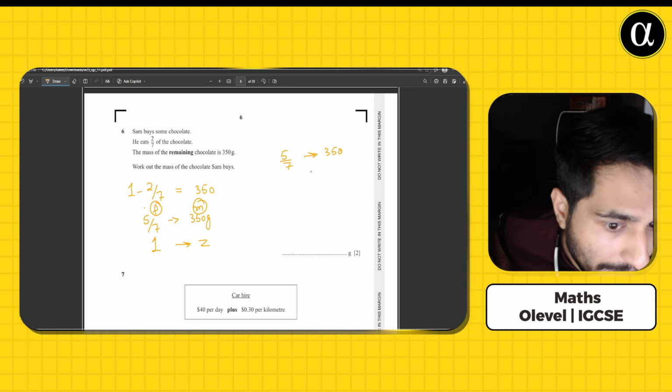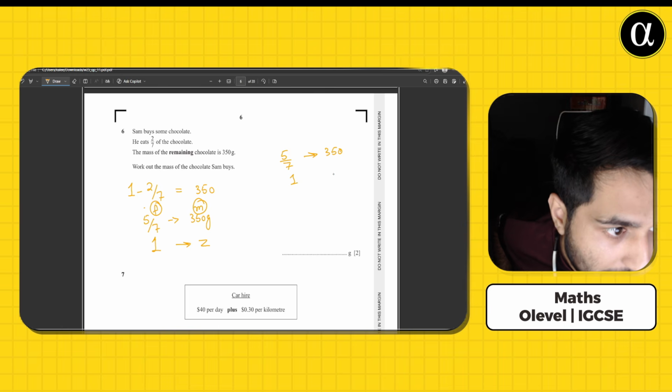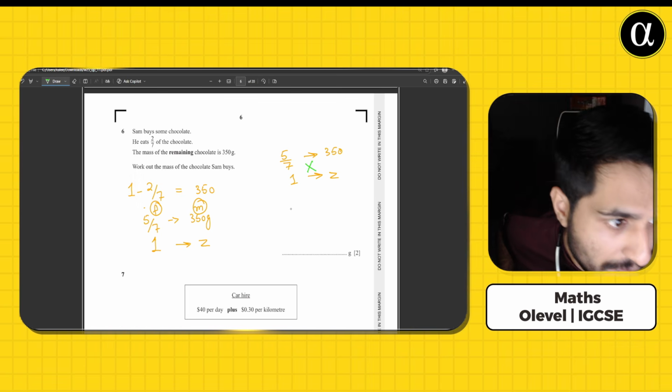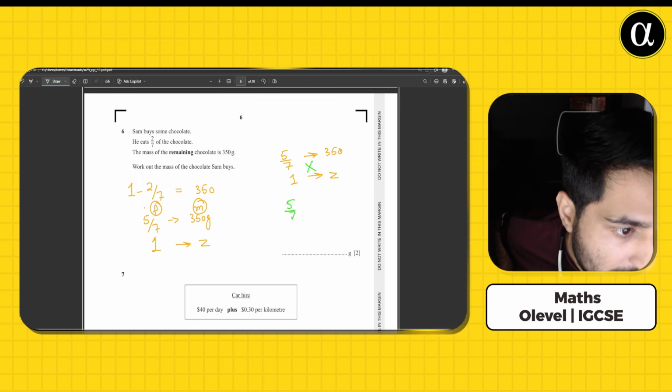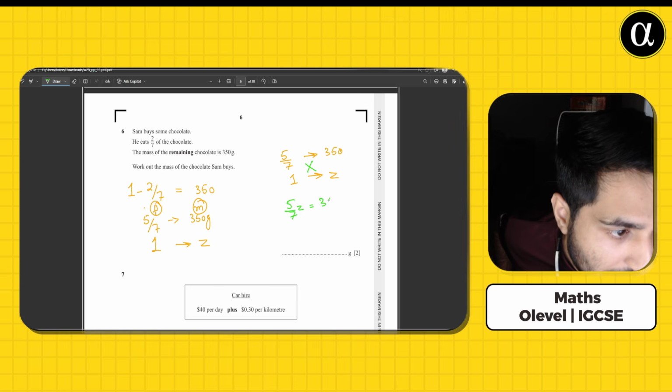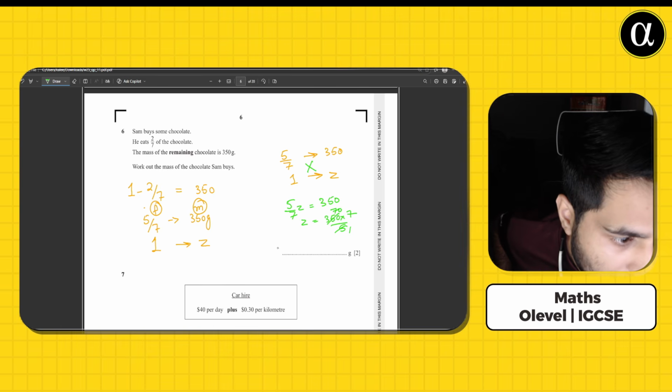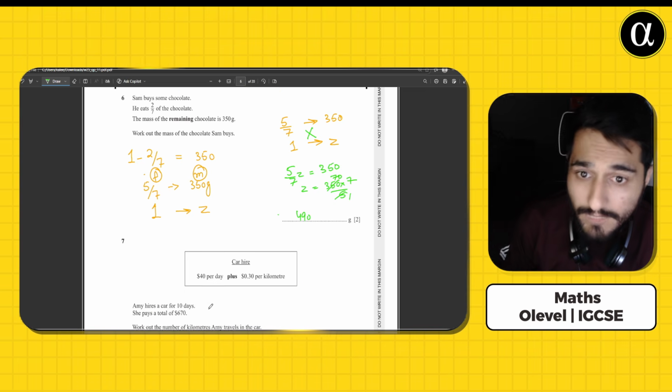And 1 is equivalent to z. But then what do we do? We do cross multiplication, and when we do cross multiplication, let's see what the answer is. So this is going to be 5 over 7 z equals 350, and z is going to be 350 times 7 over 5, and this is 1, and this is 70, and the answer is going to be what? z is going to be 490 grams in total. Let's move on to the next one.